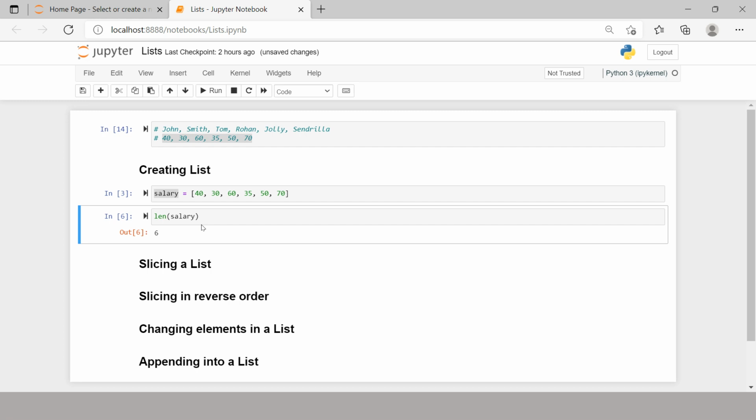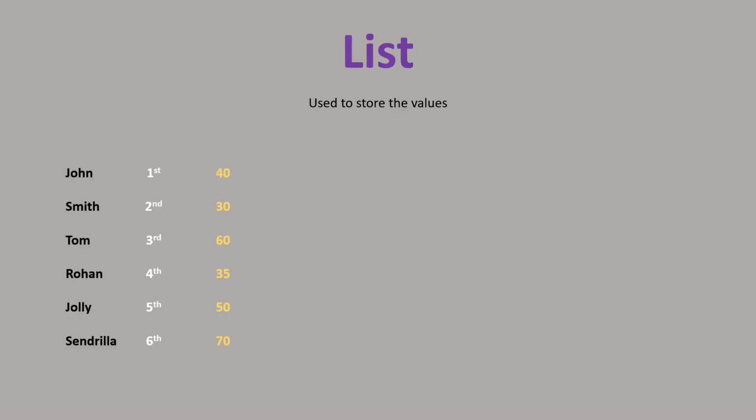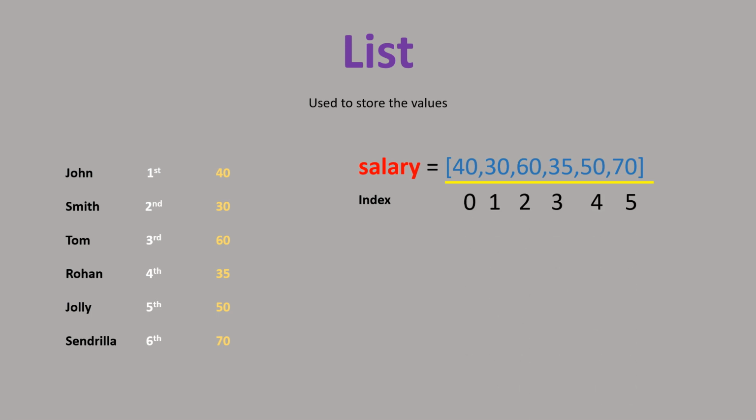Now moving forward, we're going to learn about slicing and dicing a list. Whenever we create a list, it works on an index system. So how does indexing work? Let's get back to this part and try to understand. Here this is the list which we have created. What Python does is it assigns a number to each of the elements stored in a list, and that numbering starts from 0.